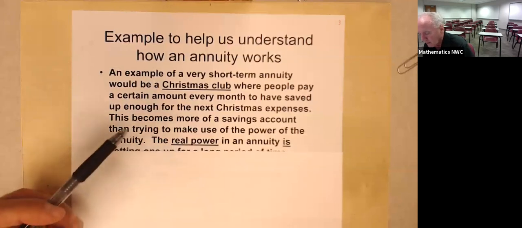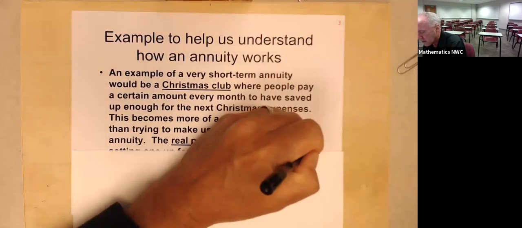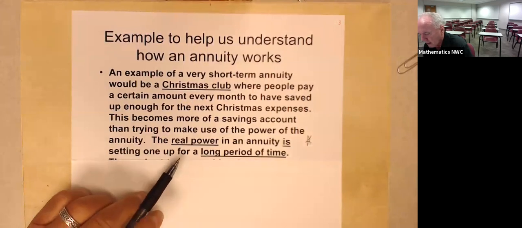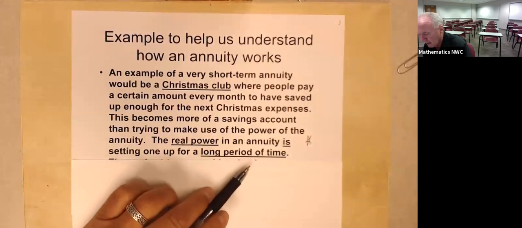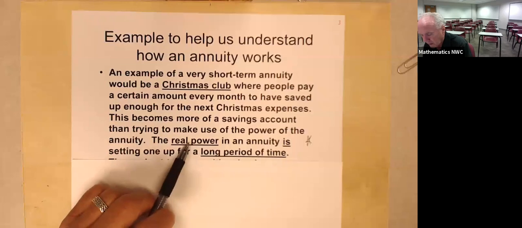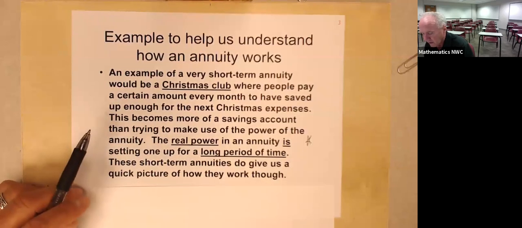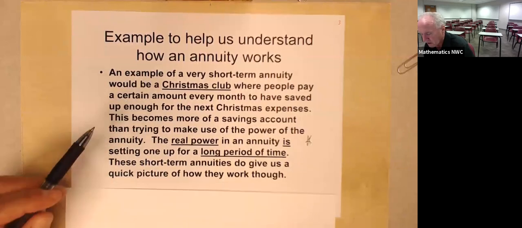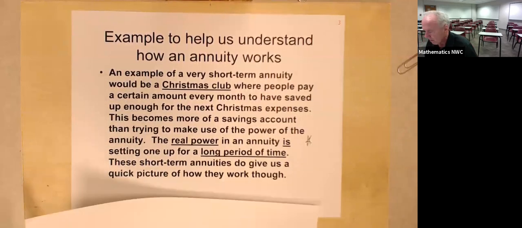The real power, this is key here for you as consumers, the real power in an annuity is setting it up for a long period of time. What do I mean by that? It means when you start working at age 22, you start putting a monthly amount away all the way up until you retire. Then you're going to notice the real power of what an annuity can do. The short-term annuities don't give you a lot of power, but it helps us understand how they work.